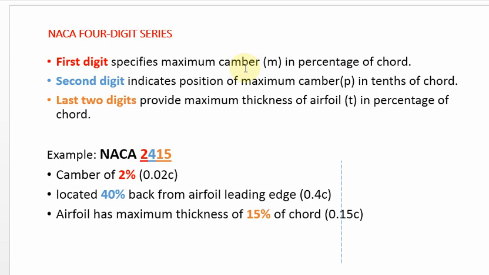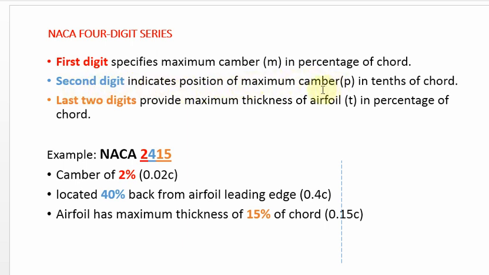Okay, so that is the importance of the NACA series, because most of the NACA series parameters are taken with reference to the chord only. From the chord we calculate, based on the chord, how much percentage is involved. That is why the first digit indicates the maximum camber. Then the second digit indicates the position of the maximum camber.